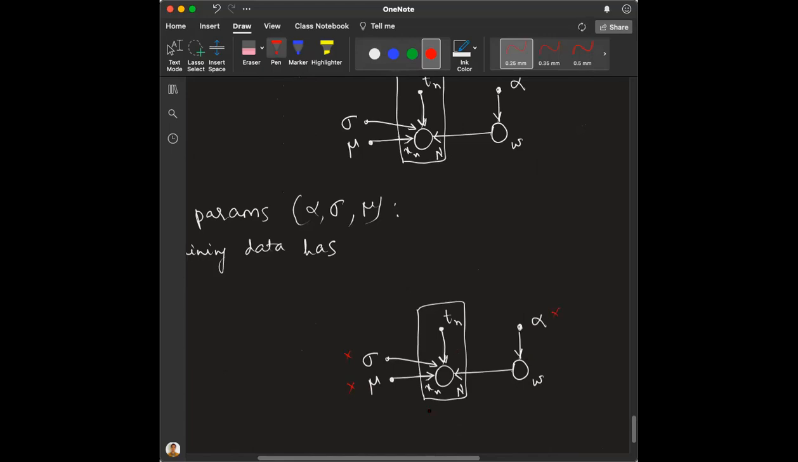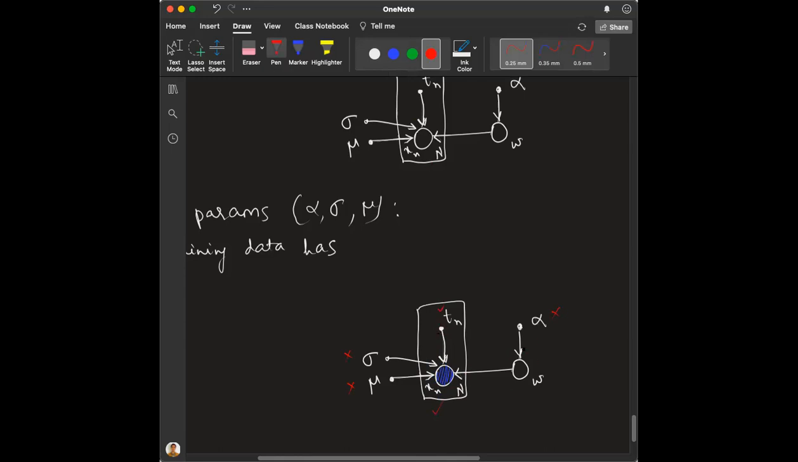Now, xn. Will my training data contain xn? Yes, it will contain xn. That is why we do a shading. We shade this node saying that this data is available during training. And this data is also available, but this is always available, so this is a dot.